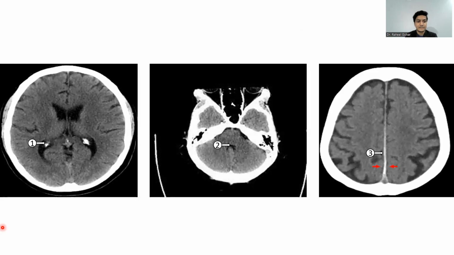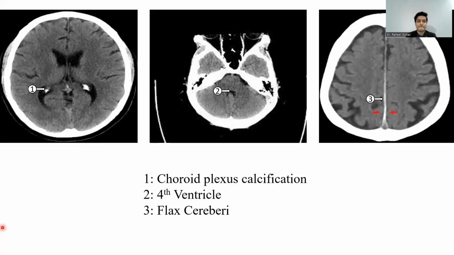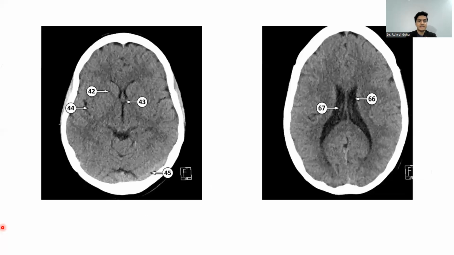This is again 1, 2, 3. You can see what these structures are. Then this one again. Stop the video here, write all the structures which are shown, and then see.